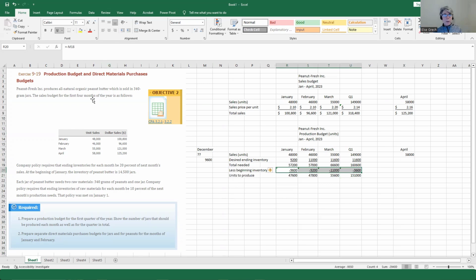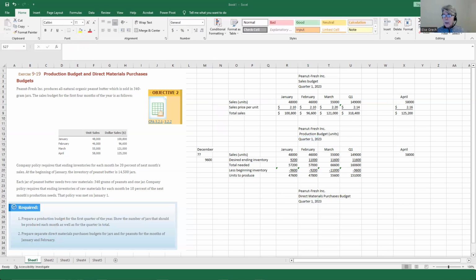Now, what's next is the direct material purchases budget. So I'm going to start with the company name. Then this is going to be the direct materials purchases budget, and then it's going to be, again, January. Actually, I said January to April, but it's not January to April. It's Q1, quarter one. I'm going to say 2023, which will automatically change the next name too.